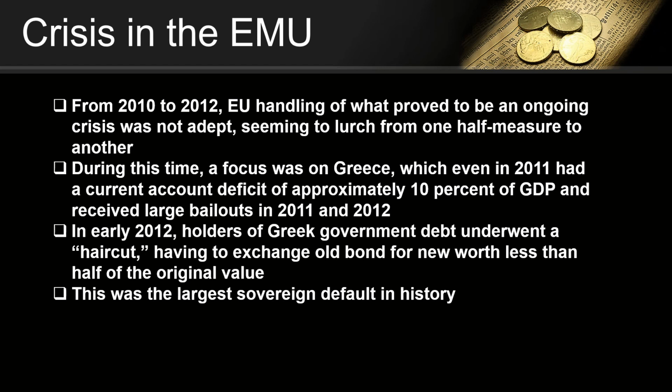From 2010 to 2012, the European Union's handling of what proved to be an ongoing crisis was not adept, seeming to lurch from one half measure to another. During this time, a focus was on Greece, which even in 2011 had a current account deficit of approximately 10% of GDP and received large bailouts in 2011 and 2012. In early 2012, holders of Greek government debts underwent a haircut, having to exchange old bonds for new ones whose value is less than half of the original value. In history, this was the largest sovereign default.